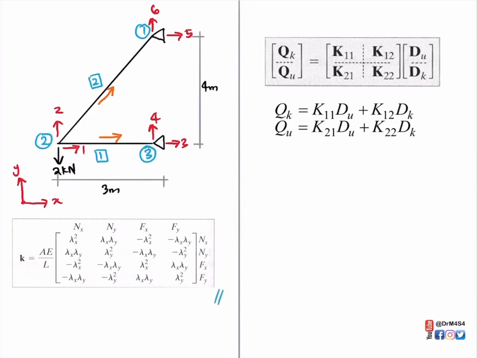This is the formula for member stiffness, and when we assemble each member stiffness, we combine them together and finally we get capital K. Small k is for the member. For this question we have k1 and k2. We combine them together for the structure stiffness matrix, and we get capital K.